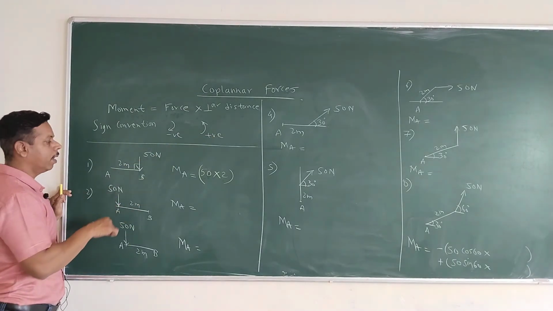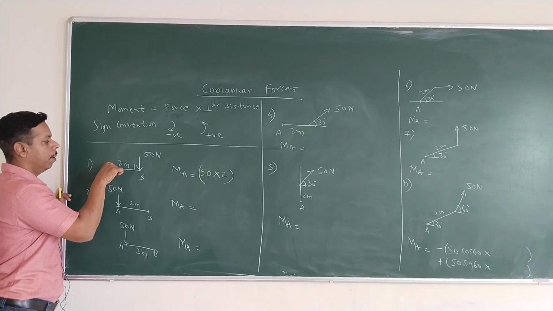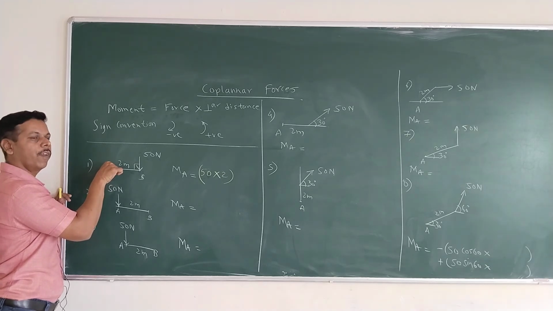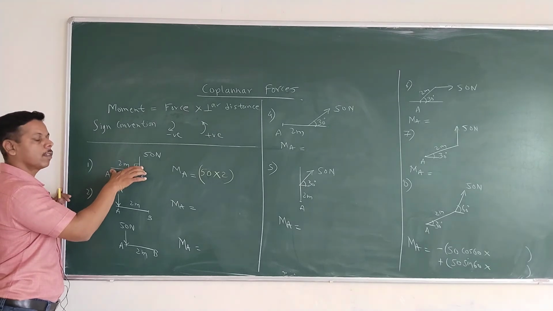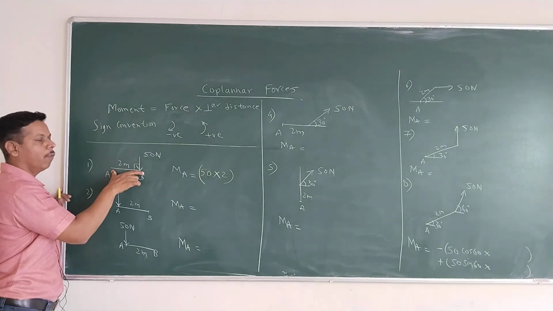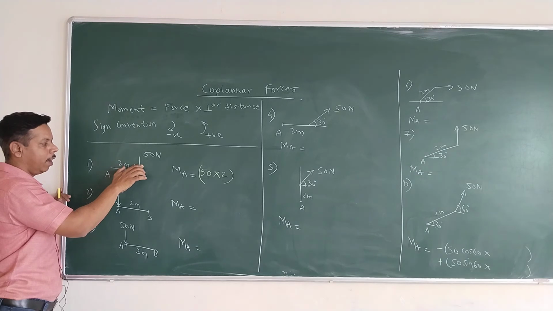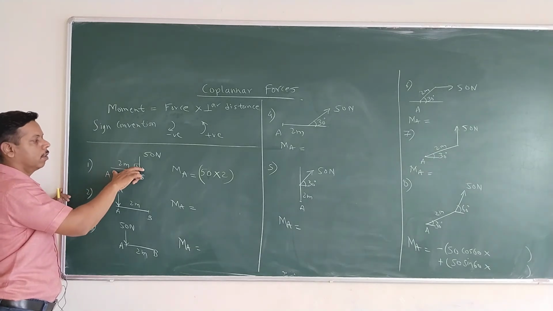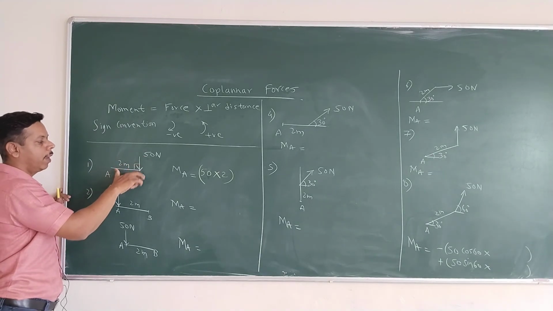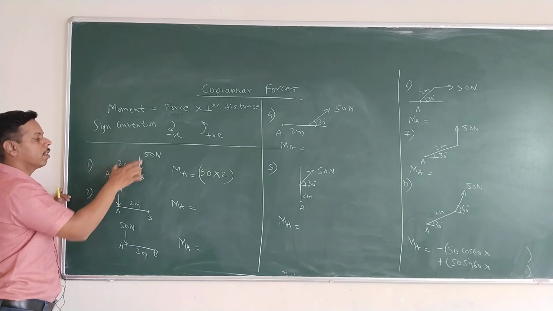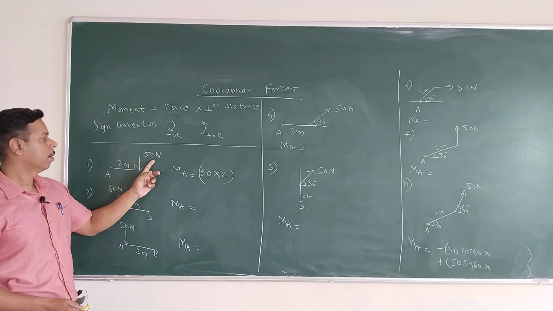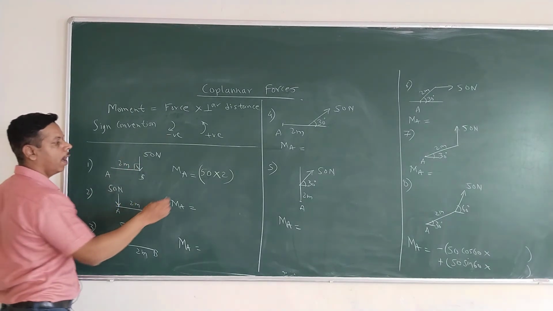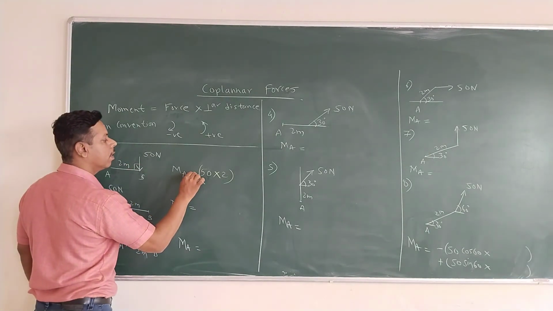So how to take the sign convention? Place a fixed finger at A and a moving finger at B. The force is going downward, so we will take a clockwise arc. If the force is upward, we will take an anti-clockwise arc. So the force is producing a clockwise arc, so this is negative.